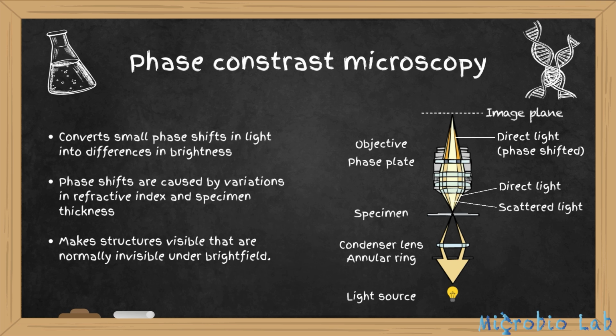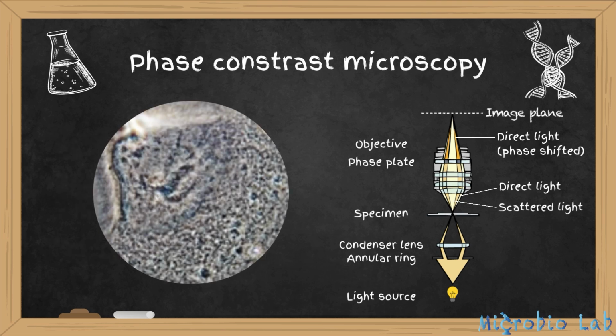Normally, unstained and transparent samples produce phase shifts that are invisible under bright field illumination. But with this technique, those subtle shifts are transformed into amplitude differences, allowing structures such as nuclei, vacuoles, and organelles to stand out clearly without the need for staining.